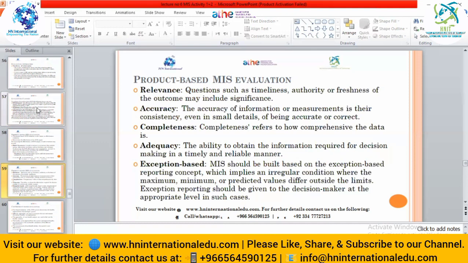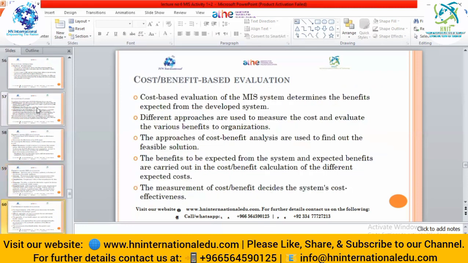Accuracy: our data must be accurate. All things must be correct. Our data must be complete. Adequacy: we have to make all the things in a timely manner and in a reliable manner. We have to manage our data in a more managed way. Exception based: we have to build what is expected from our report. What are the expectations about our goals, about our revenue, what is the minimum, what is the maximum. So according to that, we have to check which level of effectiveness we have achieved.